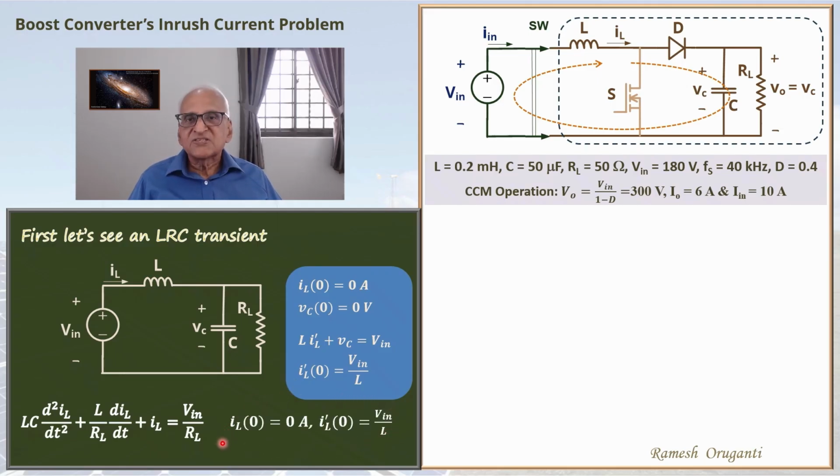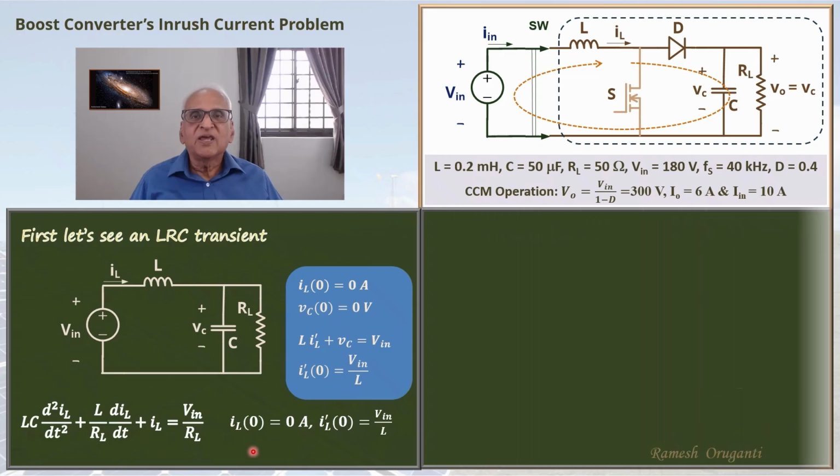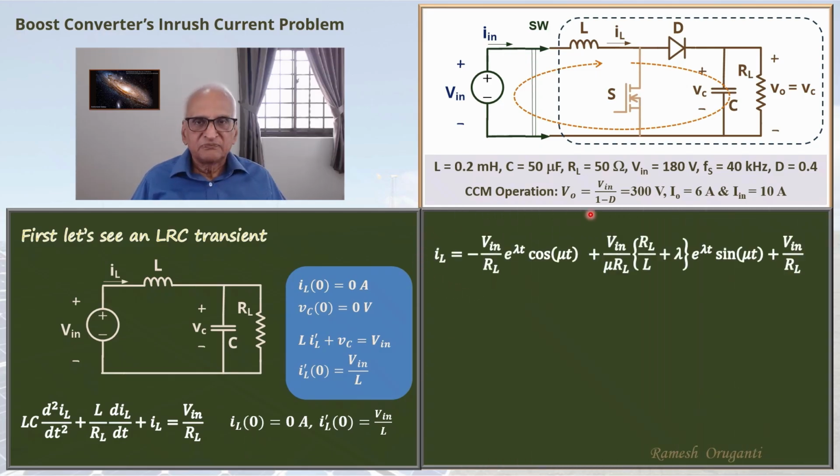You can solve this equation for these initial conditions using Laplace transform, or by finding the homogeneous solution and the particular solution and then applying the initial condition. Either way, you will get this result. You can see you have e^(λt) cos μt here, e^(λt) sin μt here. Lambda is minus 1 by 2 RLC and mu is this.